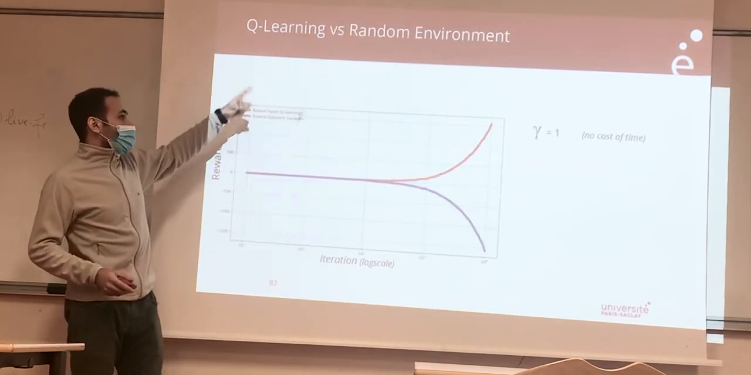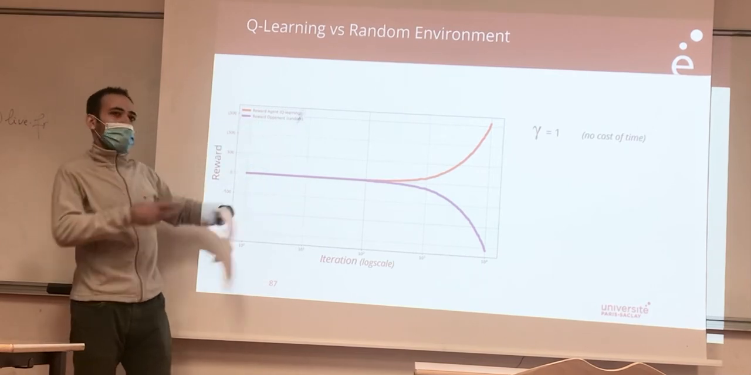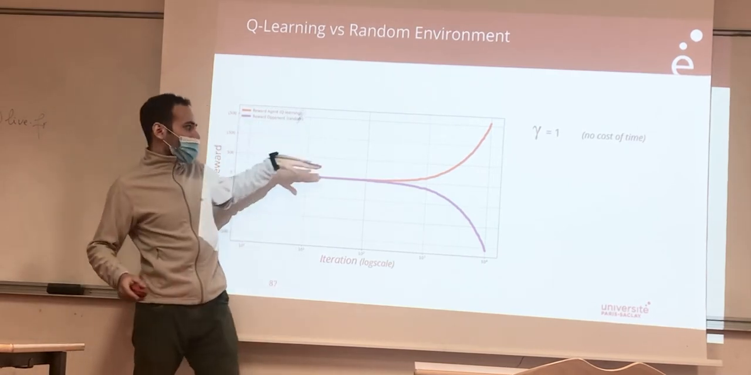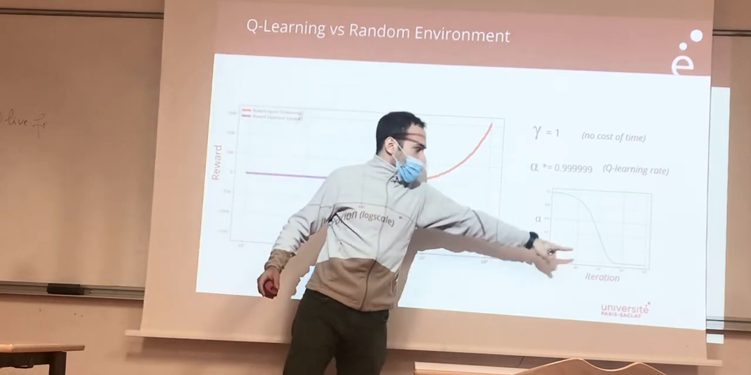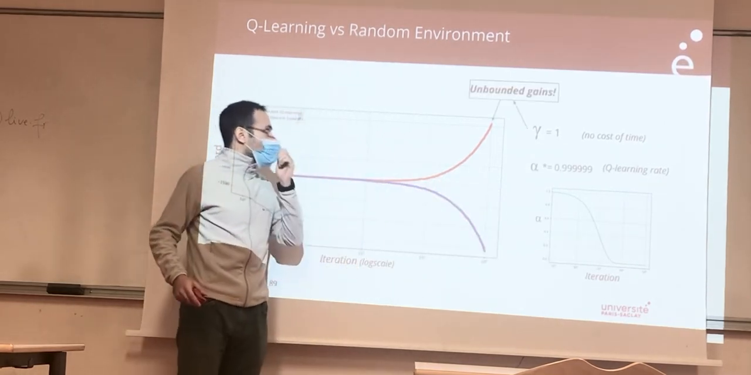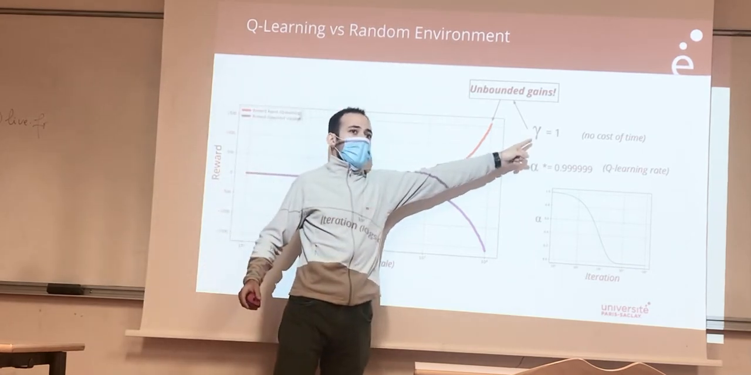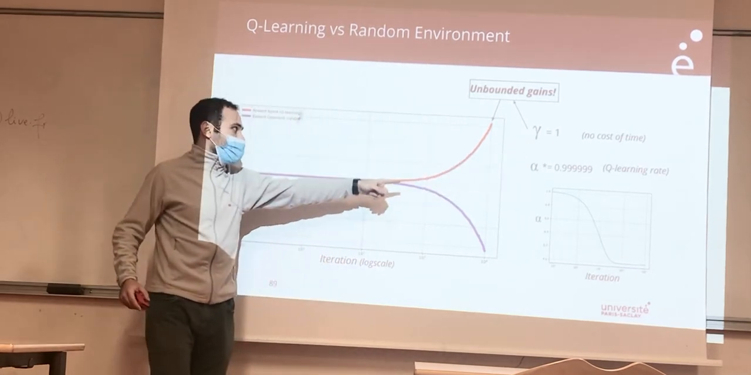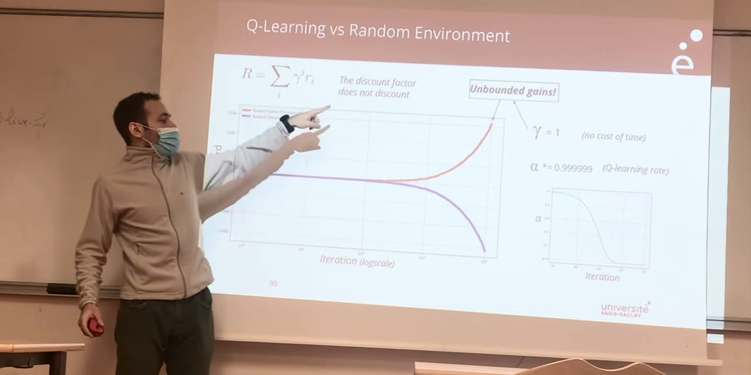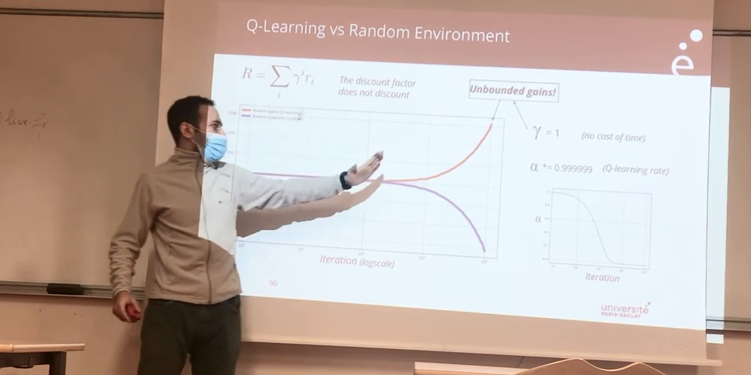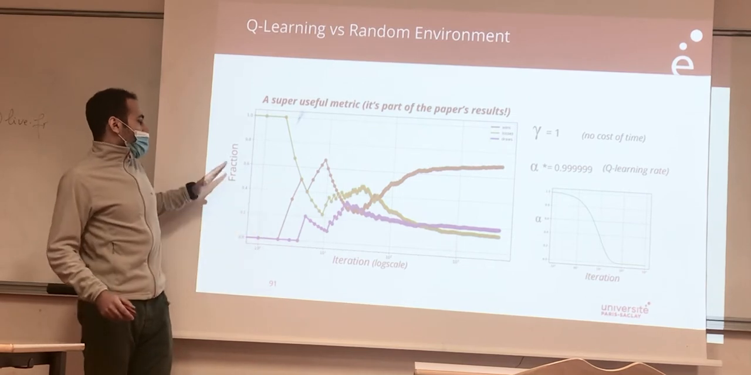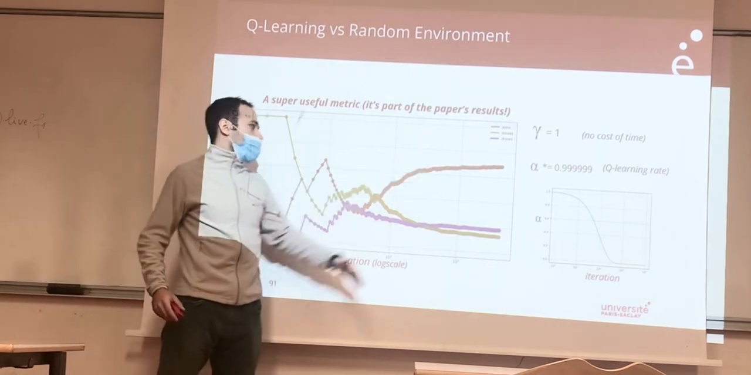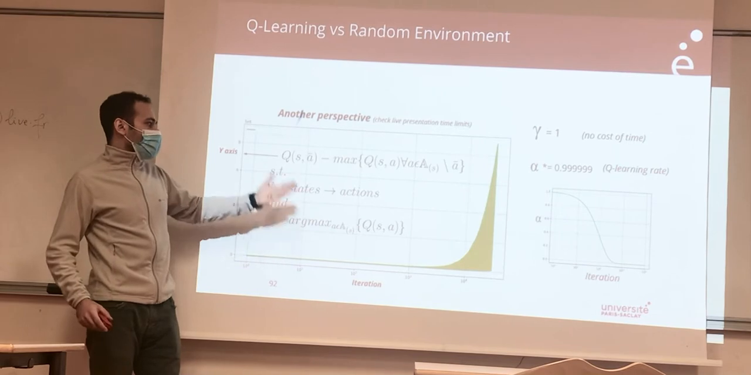So with this algorithm, we beat the random player. Pretty simple. We are the red one. We increase the parameter alpha to stop learning eventually. And you recall, not having a cost for time implies unbounded gains, right? Your discount factor does not discount. This is another metric. We don't have time for this, just in black. What percentage of the games are we winning? A lot. Yet more metrics.